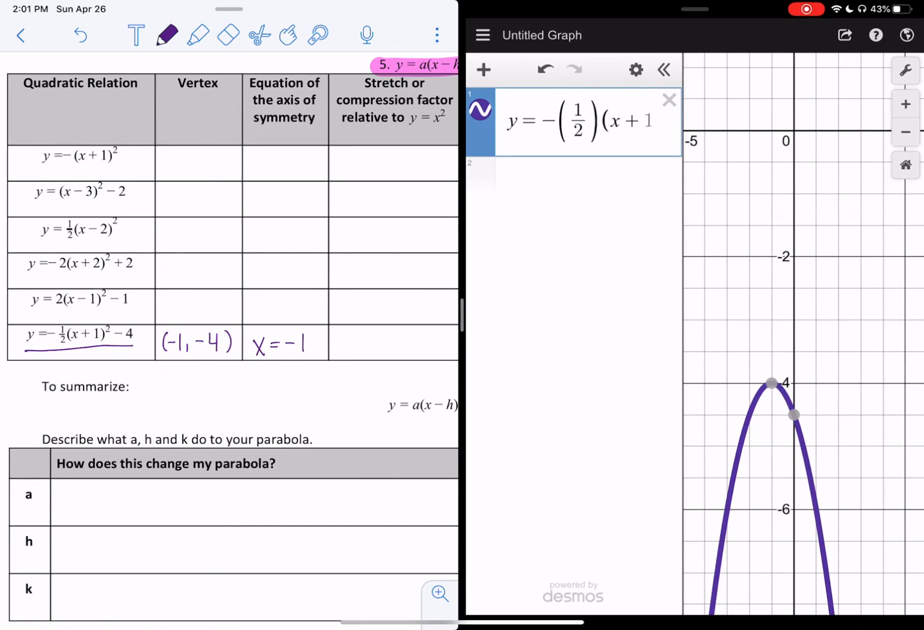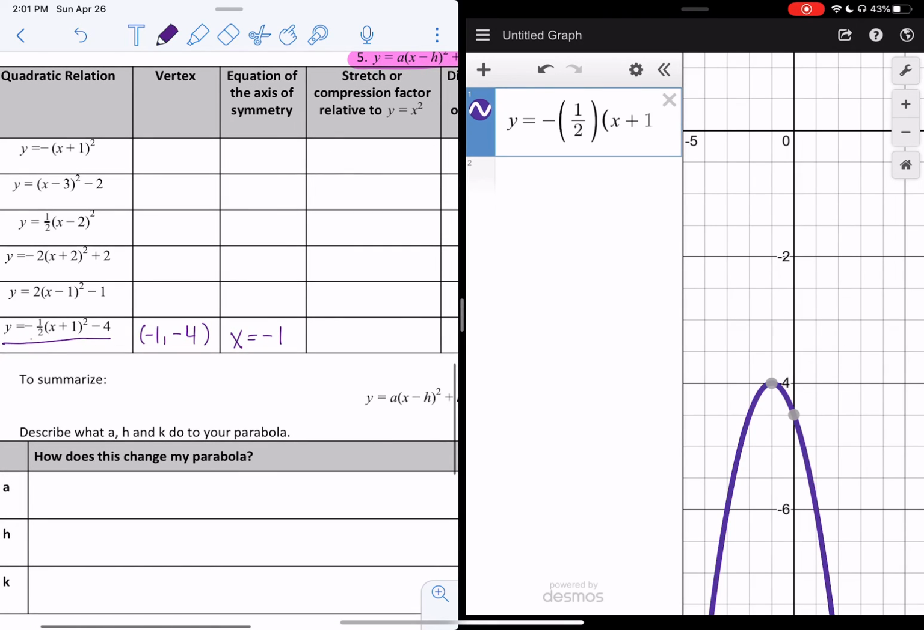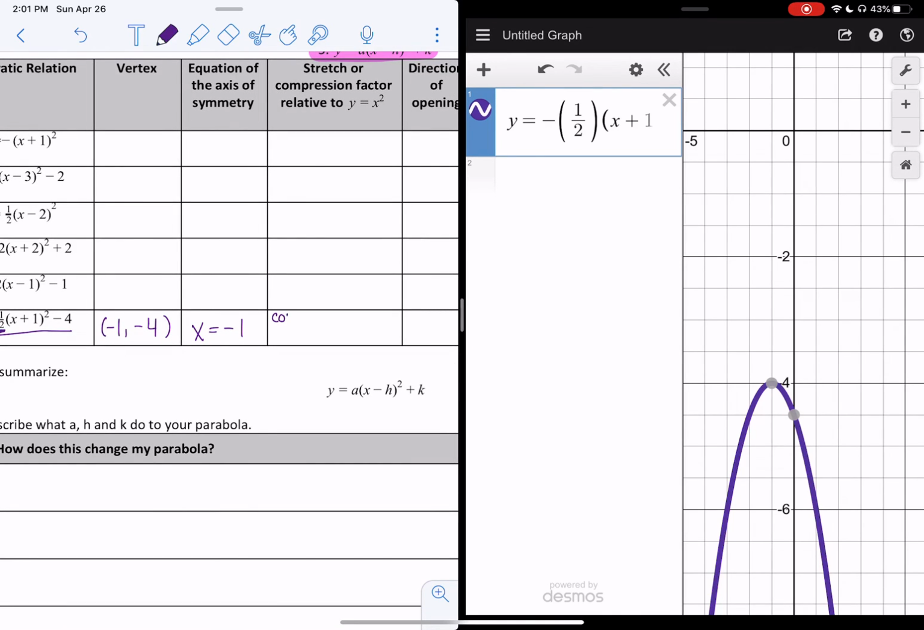Now, I need to find out if it's stretched or compressed. So I look at this number out front, and I ignore the sign, so don't worry about that negative. I'm just looking at the number, and it's 1/2. So 1/2 is between 0 and 1. So I'm going to say that it has been compressed by a factor of 1/2. And if I look here in comparison to my original parabola, it definitely is a little bit shorter and wider. It's not as tall and skinny. That's another way I know it's compressed.